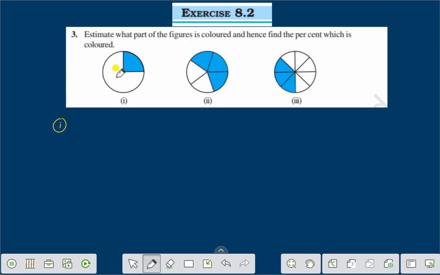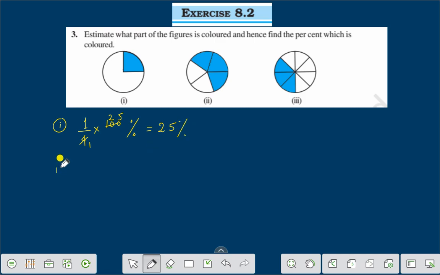First one: you see that out of 4 parts, this is one part, second, third and fourth. That means one fourth part is colored. One part is colored and the total is 4 parts. If we change into percent, we have to multiply it by 100%. 1 by 4 into 100%. 4 fives are 20, that comes to 25%.